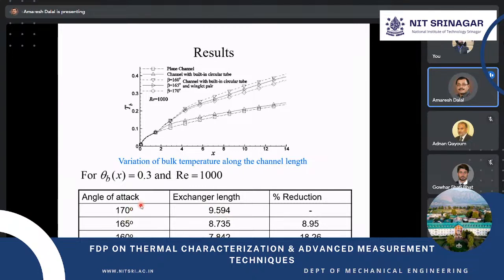Now if you increase or decrease the angle of attack, then to get the same theta b, which is your bulk mean temperature, you can reduce the length. That means you are actually compacting the heat exchanger, reducing the length. So you can see that if you take 160 degree, then the reduction in the length is 18.26%. And obviously, if you reduce the length, then your cost of fabrication will be low, and obviously weight will be low. Right? So both ways it will save. It is saving the material, hence the cost as well as the weight.